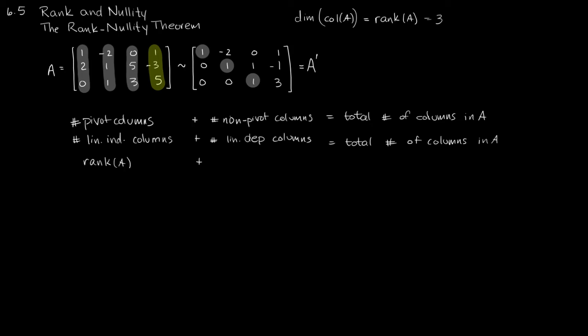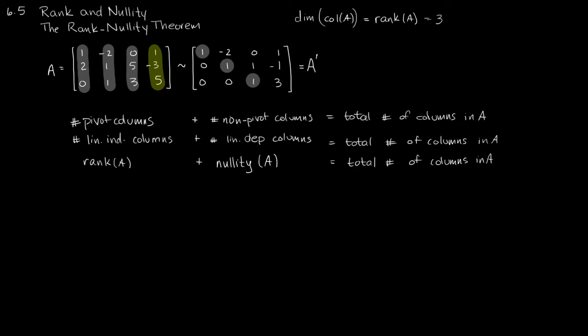And so I have 2 different ways to think about this. The number of pivot columns plus the number of non-pivot columns add up to the total number of columns in the matrix, or the number of linearly independent columns and the number of linearly dependent columns add up to the total number of columns in A. Well, either of these is what we call the rank of A. And so if I want to find a way to add up the rank of A with something else so that they add up to the total number of columns in the matrix, then I need a name for this thing. And what we call that is the nullity of A.